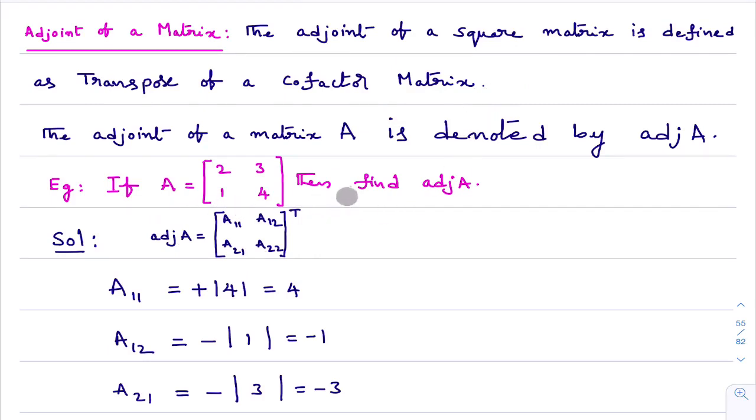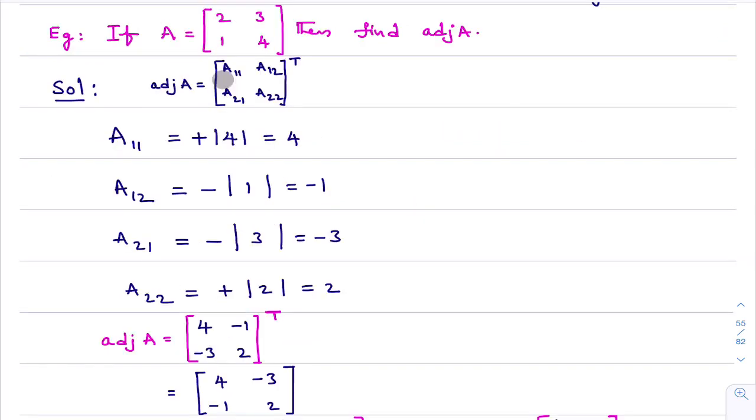So, to find adjoint of this matrix, first I need to find cofactors. In last class also, we learned how to find cofactor of an element. See here, this element is in first row, first column. Its cofactor is denoted by capital A11. This element is in first row, second column. Its cofactor is denoted by capital A12. This element is in second row, first column. Its cofactor is denoted by capital A21. Its cofactor is denoted by capital A22.